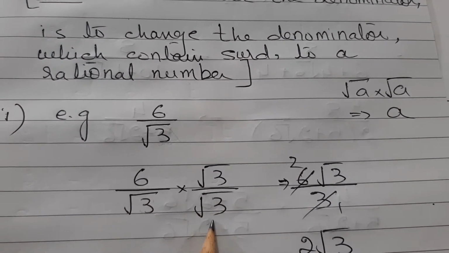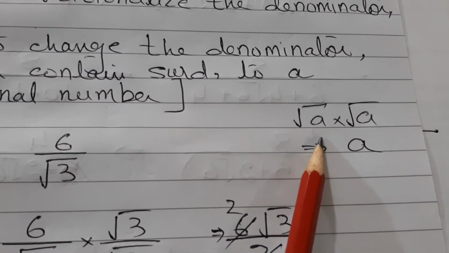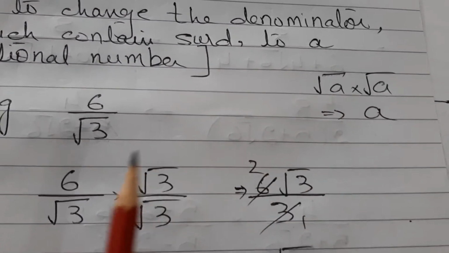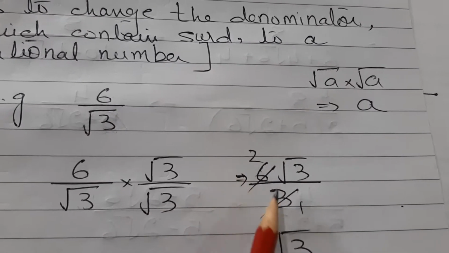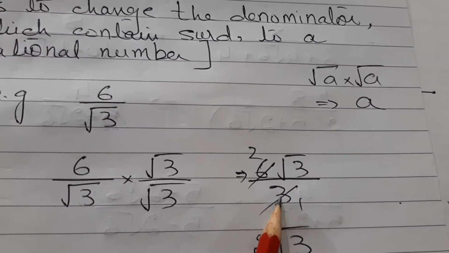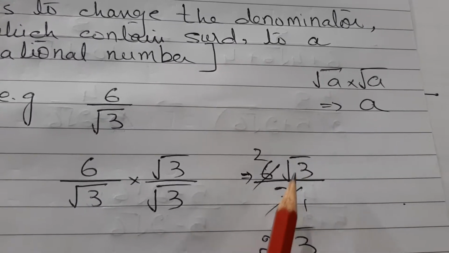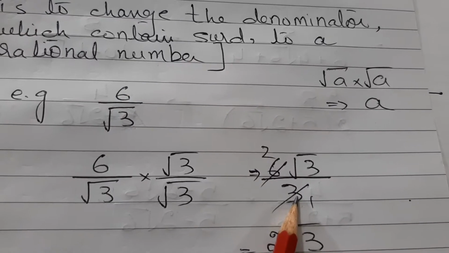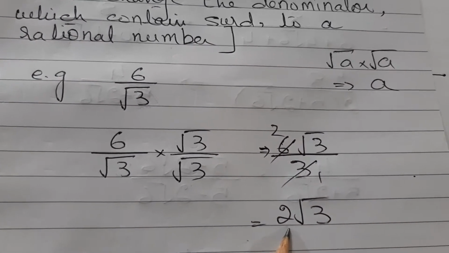Because root 3 multiplied by root 3 will be 3. Because we know this rule, root a into root a equals a. So 6 will multiply by this, and I am cancelling it. Here I would like to tell you, do not make a mistake of cancelling this 3 with this. These are different terms. This is within the surd and this is not in the surd. So that's why I cannot cancel it. So it will become 2 root 3.